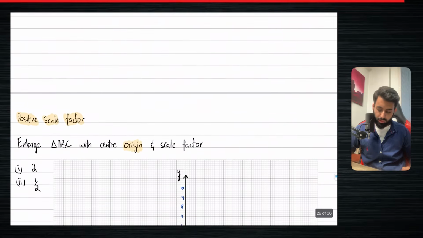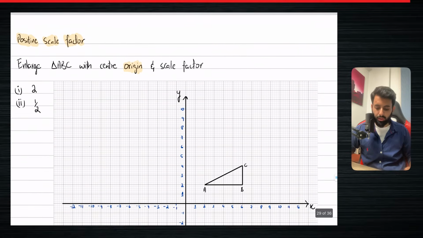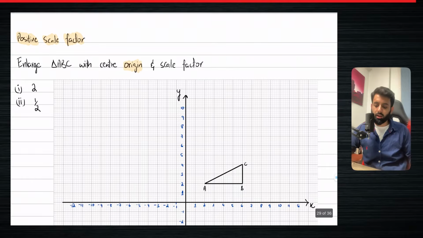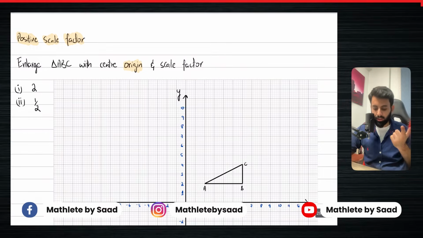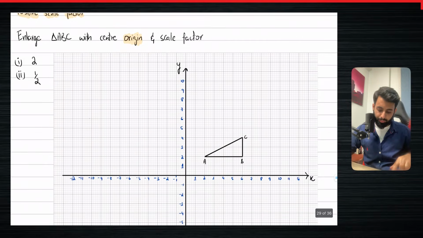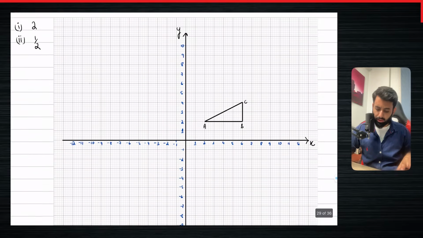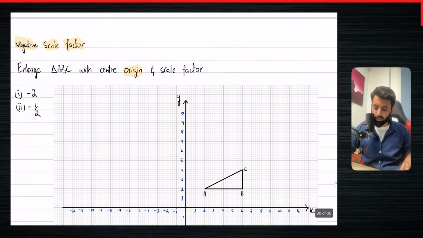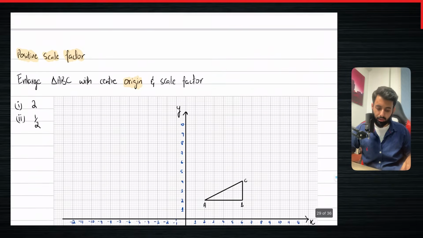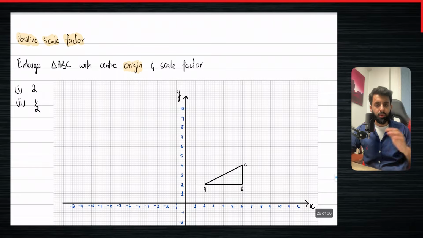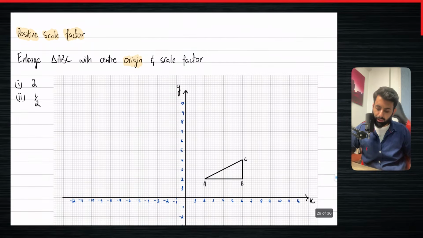In this video, we are going to see the effect of enlarging a triangle with a positive scale factor, where the center is the origin. When the center is the origin, things are pretty easy and standard, and that's the only thing we're going to cover in this video. If time allows, we will also cover what happens if the scale factor is negative, but I think I'll probably end this video after the positive scale factor. Anyway, so let's see what it says.